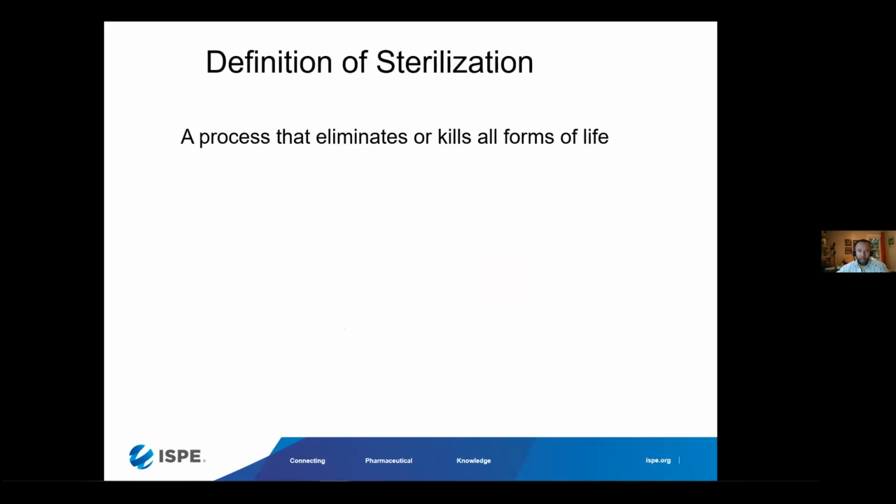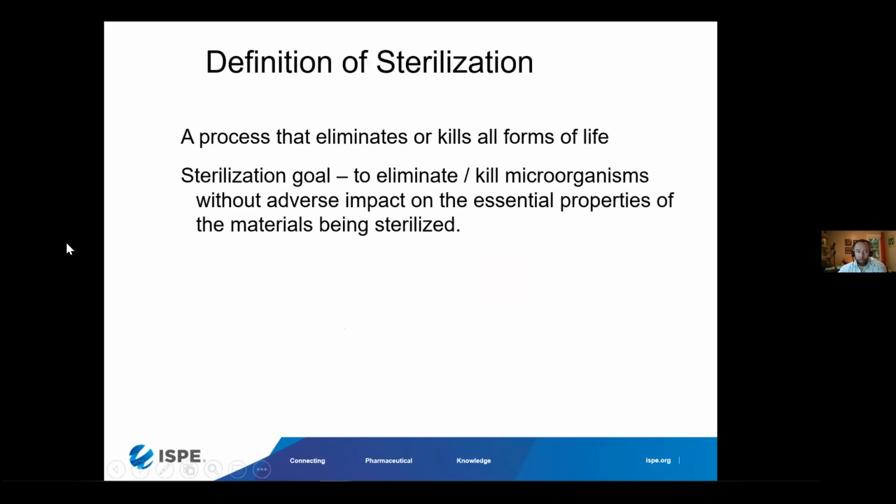So in an autoclave, specifically today, we're talking about steam sterilization, but these concepts apply to all different types of sterilization. An autoclave's function is to eliminate all forms of life, specifically microbial bacterial life. That's our goal, is to kill these microorganisms. However, we do not want to have an adverse impact on the essential properties of the materials being sterilized.